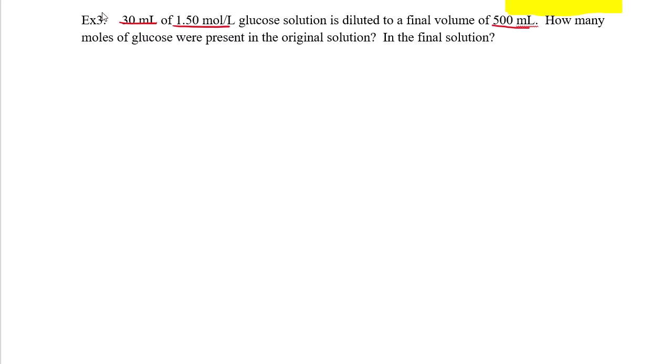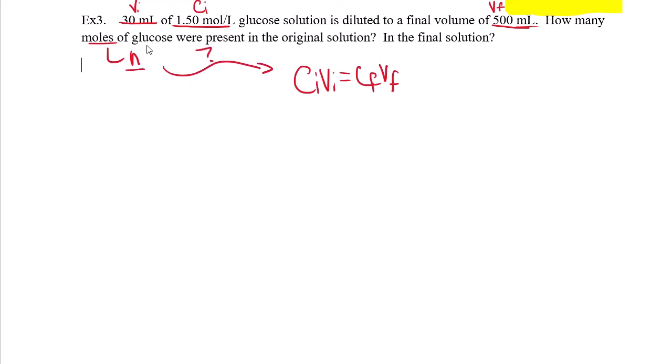Okay, so let's start with my original here. 30 milliliters of 1.50 moles per liter. So this is my volume. This is my concentration. This is my final volume. And I want to know how many moles of glucose were present. Now if I look at my dilution formula, CIVI equals CFVF, I don't have moles, N. There's no N in that formula, right? So I have to do a little bit more thinking here.